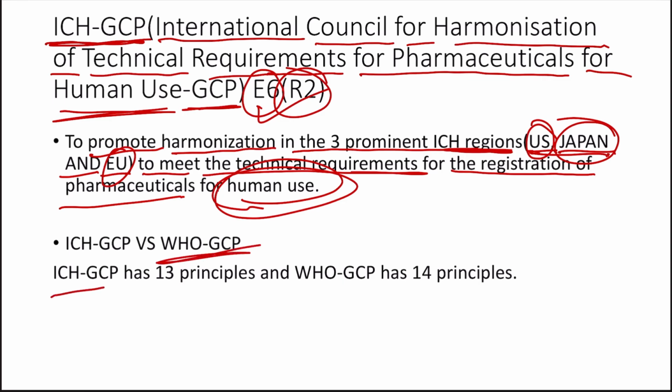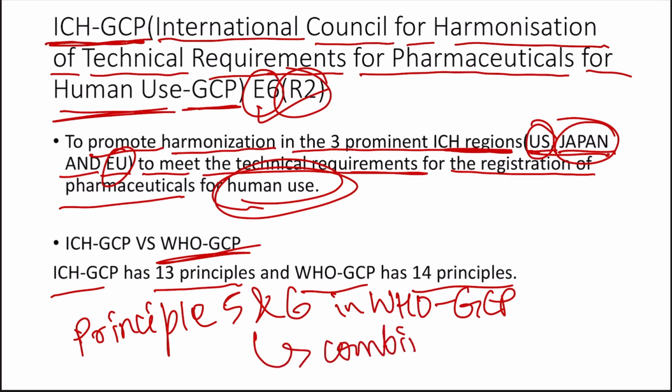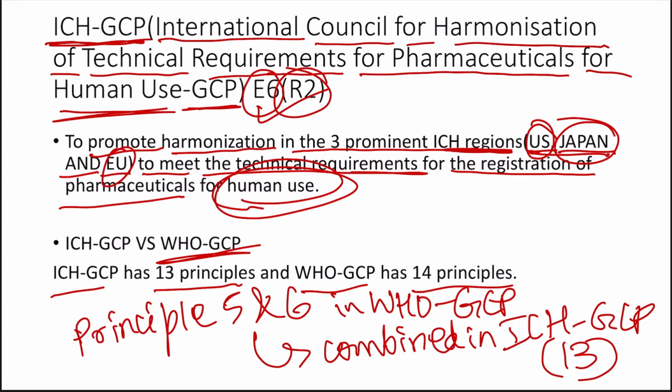ICH-GCP has 13 principles, whereas WHO-GCP has 14 principles. Principles number 5 and 6 in WHO-GCP are combined in ICH-GCP, and that's the reason why we have 13 principles in ICH-GCP, whereas we have 14 principles in the case of WHO-GCP. But the aim for both of these is to promote good clinical practice.